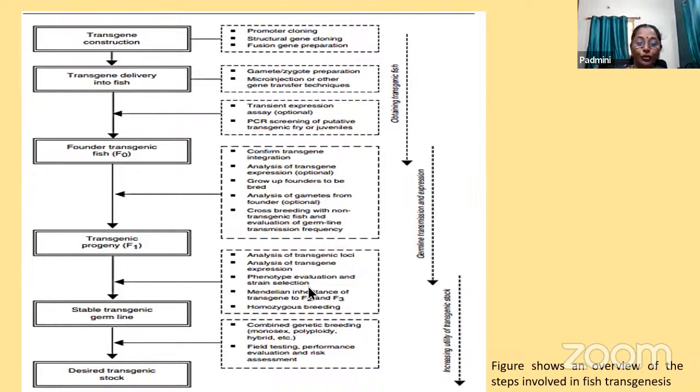So phenotypically also you can see the expression of them, and the Mendelian inheritance of F2 and F3, and homozygous breeding. When you're doing that homozygous breeding, you will completely know whether that particular gene of interest is being expressed or not. And the desired transgenic stock is definitely ready for usage. So this is how the preparation of the transgenic construct is obtained.